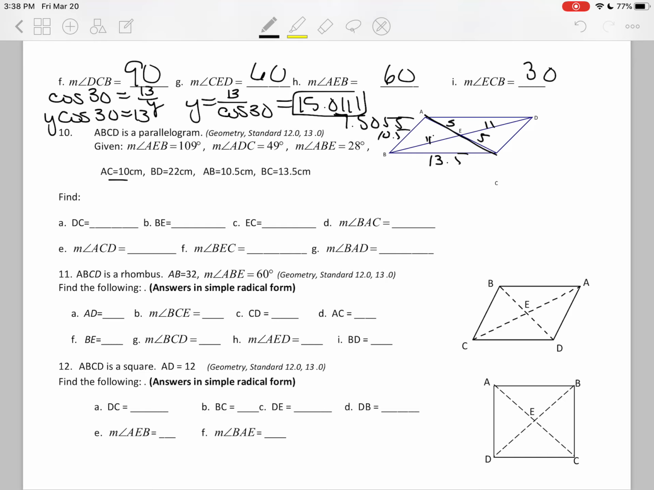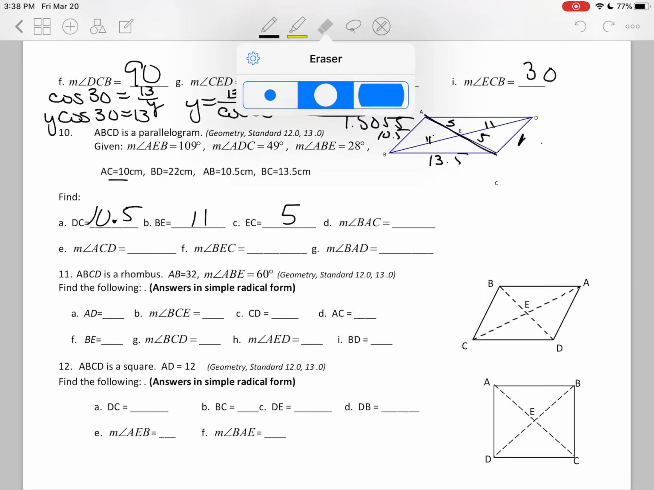So we have enough now to fill in all the side lengths. So D to C is right here. Opposite sides are congruent. B to E, I have on there is 11. E to C is 5. And that's it for our side lengths. Yeah, see, they're real fast. They're not very difficult. All right.